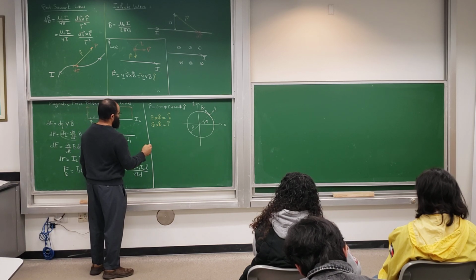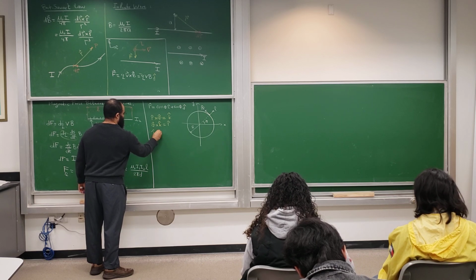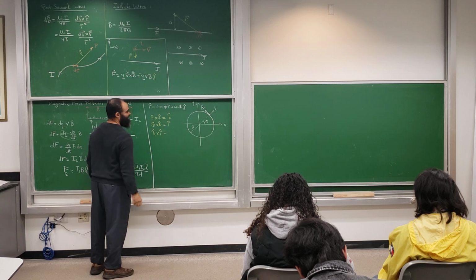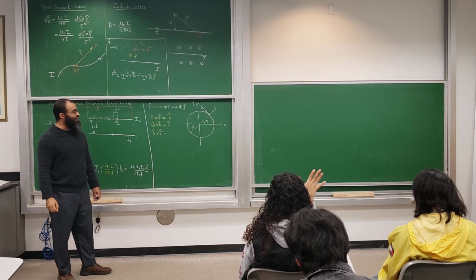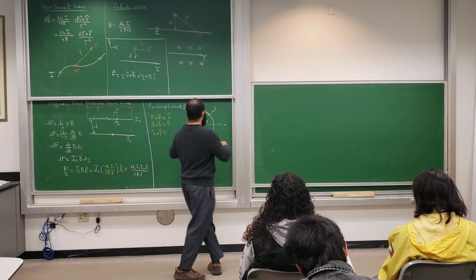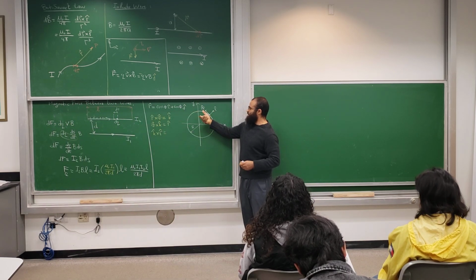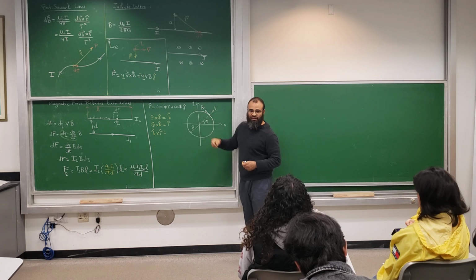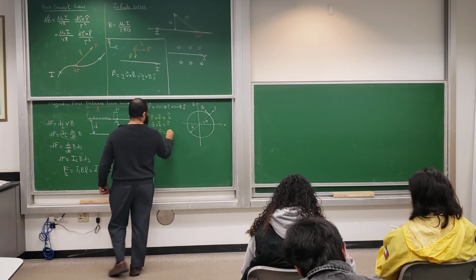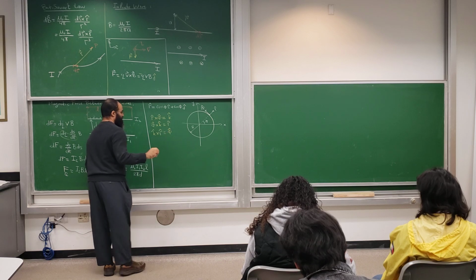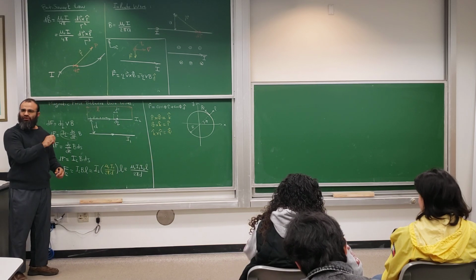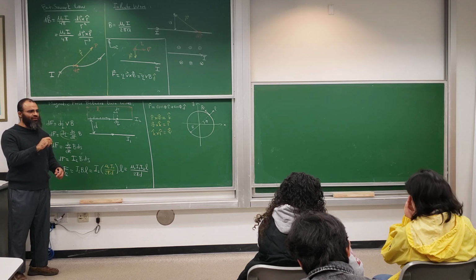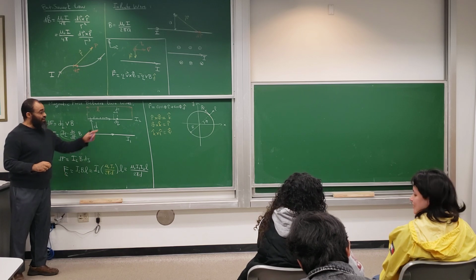Which one didn't we do? Yeah, so k hat cross r hat is going to be what? Phi hat. Yes, it is phi hat. So k hat is out. I need to do the cross product with r hat, so I get phi hat. If you're in Calc 3, you should have done this a while ago or at some point. Okay, so that's that.